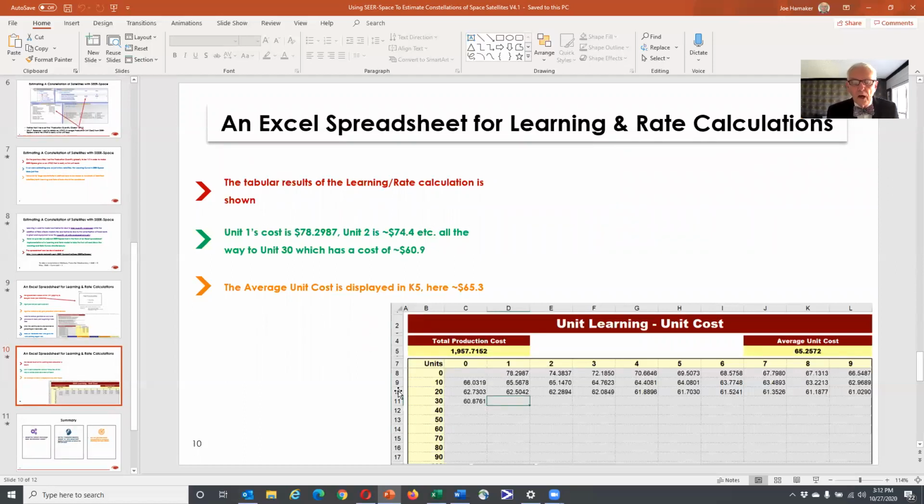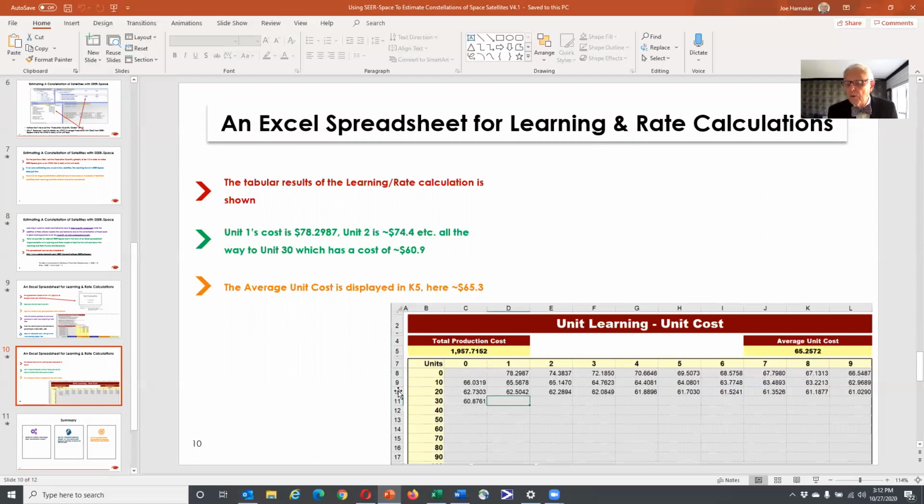The first unit cost, or unit one's cost, is $78.2987 units of money. Remember, I entered 100 as our theoretical first unit. So unit number one, taking into account both learning and rate, is 78.2987. You see that in cell D8. The second unit is 74.3837. Third unit, 72.185. And then you see the numbers continue to come down until we get to the 30th unit in this table in cell C11, which is 60.8761 units of money.